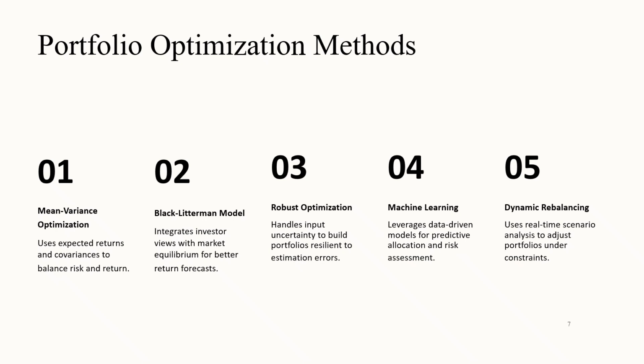Modern portfolio optimization incorporates techniques from Markowitz's mean variance framework to more sophisticated methods such as Black-Litterman models, robust optimization, and machine learning-based approaches. These methods balance the trade-off between maximizing expected returns and minimizing risk under constraints. Optimization can incorporate multiple objectives including liquidity, transaction costs, and regulatory restrictions. Computational advances enable real-time rebalancing and scenario analysis for dynamic portfolio management.